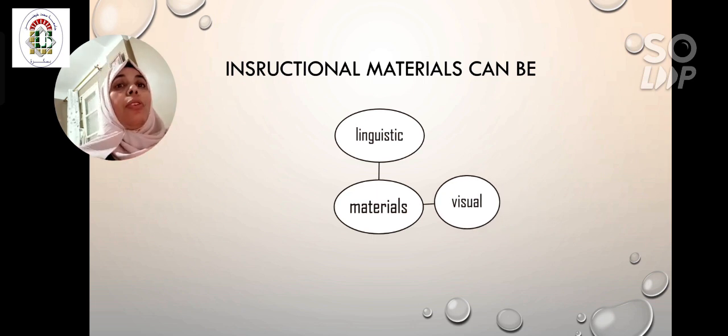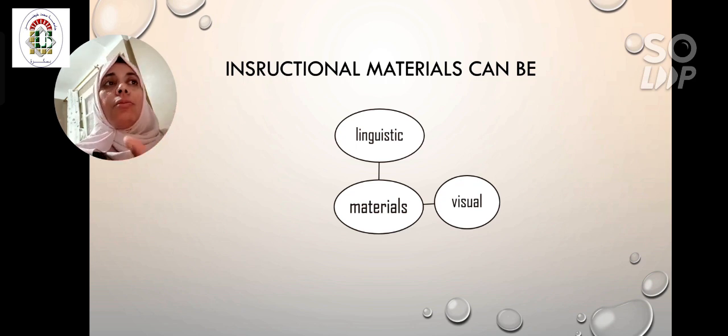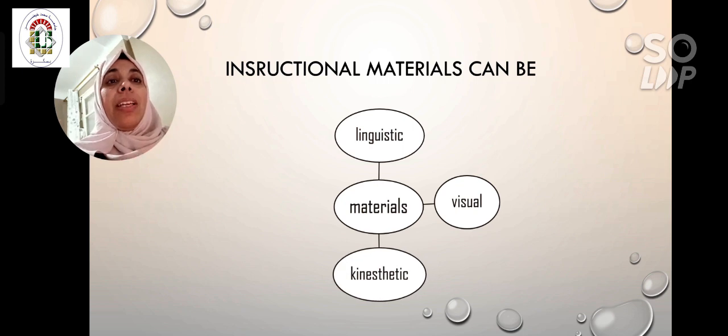Another type is the visual. Visual can be in the form of aids used such as pictures, posters, videos. So they are there to make it easier and to make it a much more real-like environment for language learning.